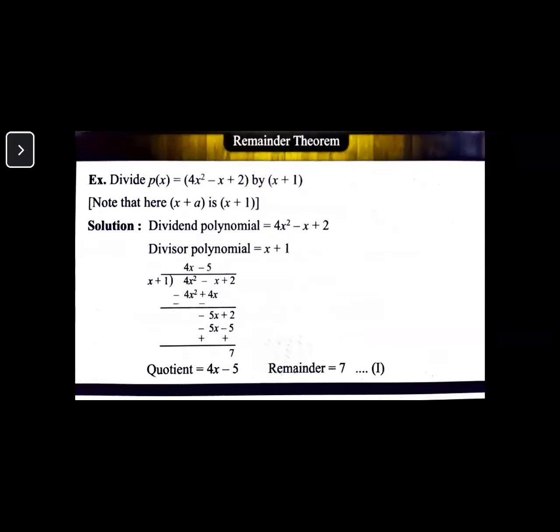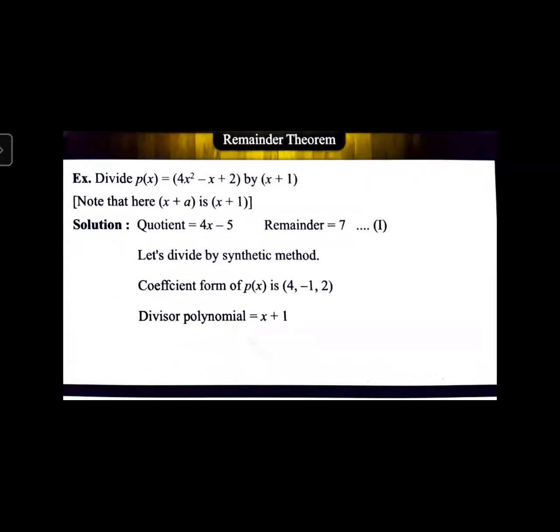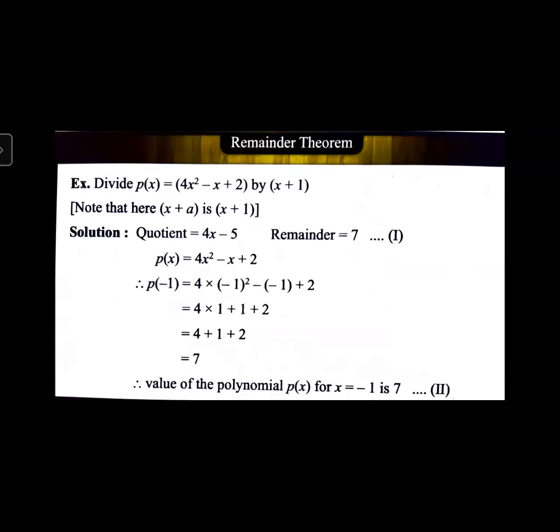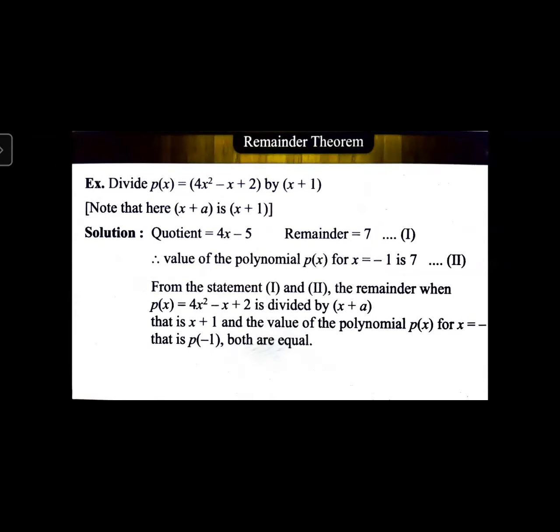Here also, when you are dividing the dividend by the divisor, you have got quotient 4x minus 5 and remainder 7. In this method also you have got remainder 7 using synthetic division. Then finding the value of the polynomial, you are also getting 7. So you can compare it with that. The value of the polynomial p of x for x equal to minus 1 is 7.